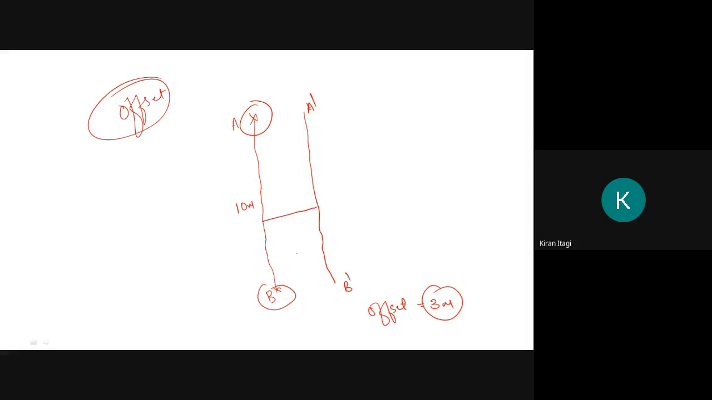The distance between this main line and the second line, how much is it? 3 meters. Again, I will say do an offset of 4 meters, or 2 meters. So this is called a perpendicular offset. I am just giving an example of what you mean by offset. Now, I hope you have got some idea what offset means.